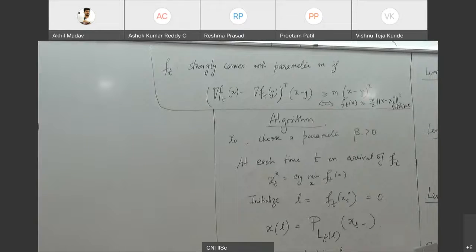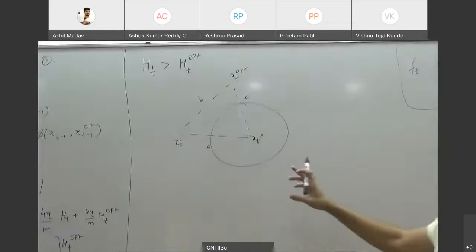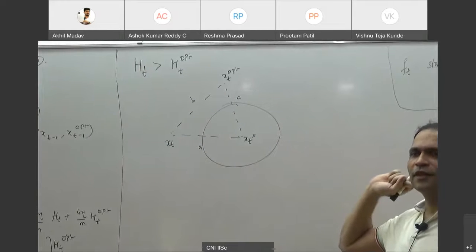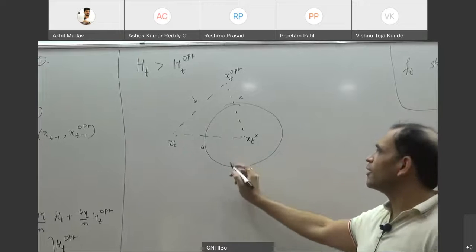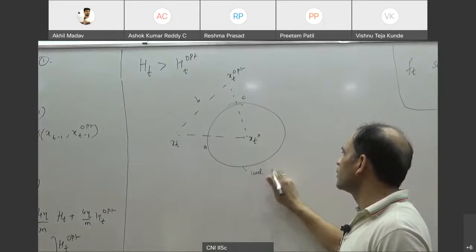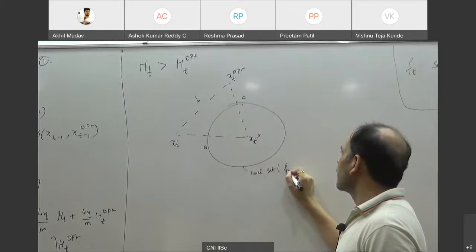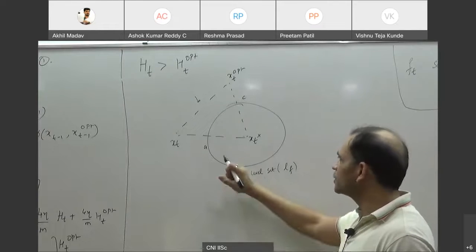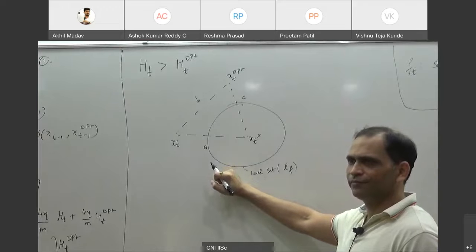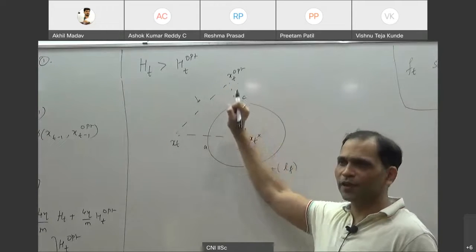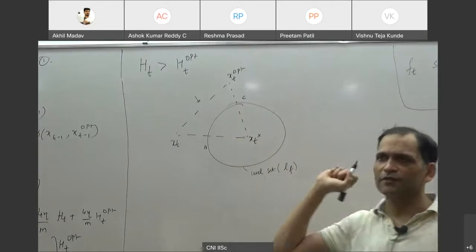So what is this circle I have drawn? What is special about this circle? At this time T, beta is the level. And let's say LF was the final level at which my algorithm stopped. This is that ball. Now can you say something about where XT lies, where XT opt lies, where XT star lies?